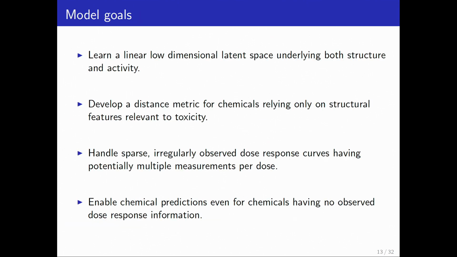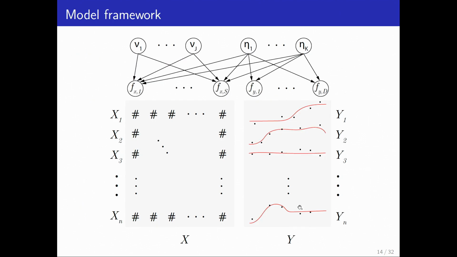Okay, so our model goals are to learn a low-dimensional subspace underlying both structure and activity. We'd like to develop a distance metric for chemicals relying only on structural features relevant to toxicity, which was the same goal as a talk this morning. We'd like to be able to handle very disparate types of data, irregularly spaced dose response curves, and different types of measurements. And we'd like predictions even for chemicals having no observed dose response information. So I'm going to switch to Evan, who's going to quickly tell us a little about the nuts and bolts of the models we're going to be using, and then we'll go to the demo part.